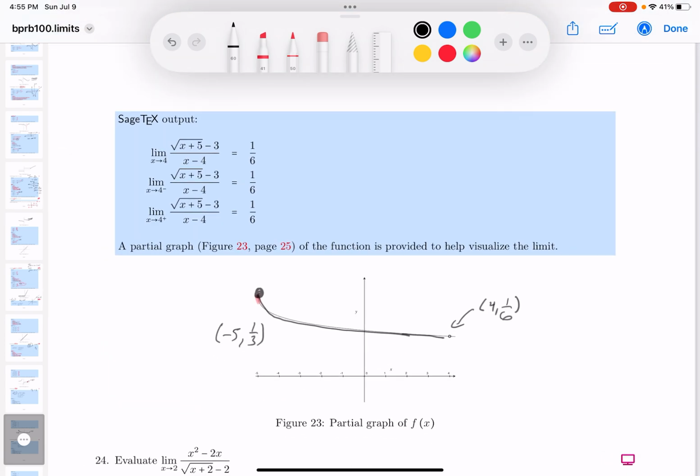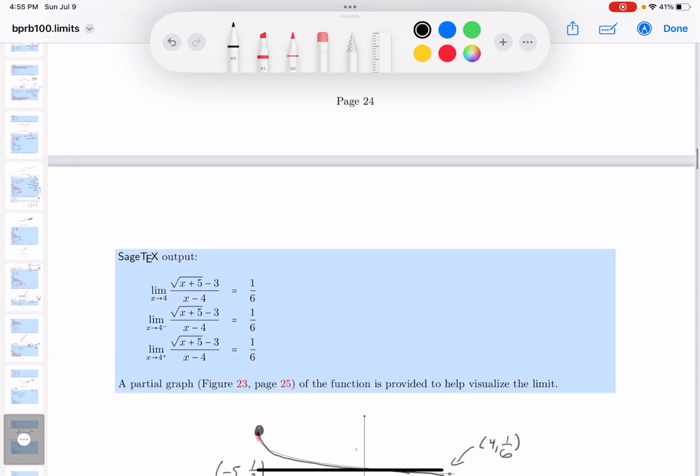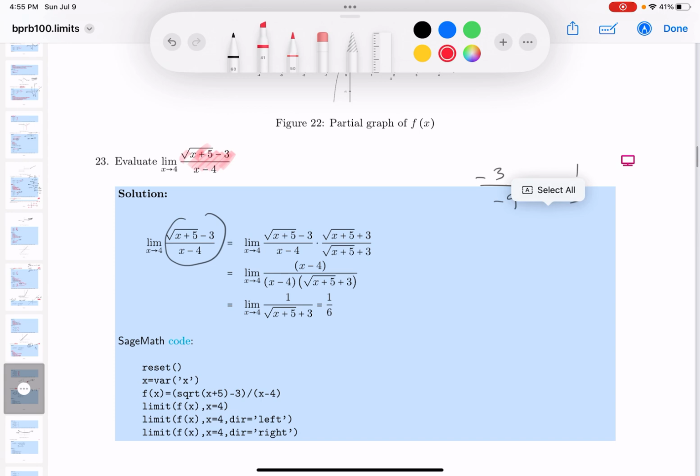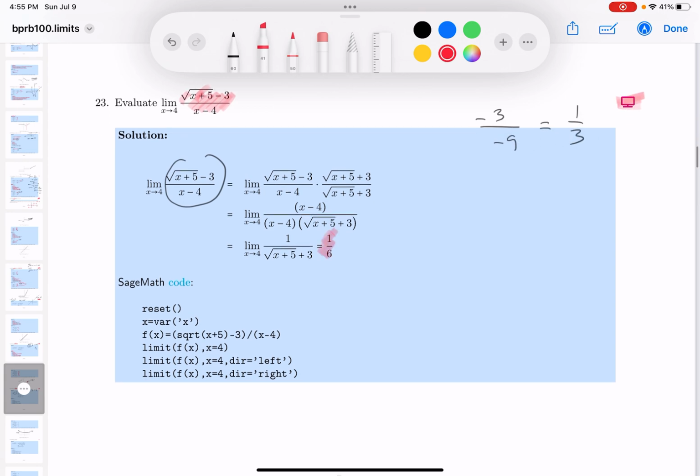All right? So I want to point out, we did this by hand without any visual aid, by the way. So we got this over here. If you want to look at that video, you can. And I got a limit of 1/6 over here.